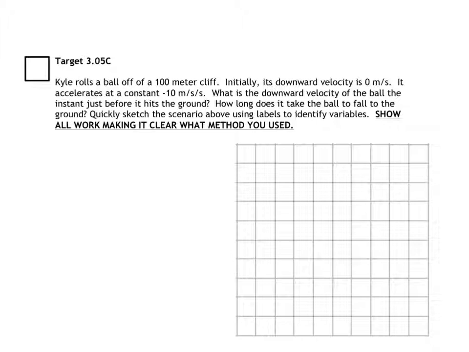So let's sketch this scenario again. It's always a good idea to draw what the picture looks like. So we have a 100-meter cliff. We have a ball that starts at the top and ends up falling down to the bottom. We know its initial downward velocity is 0 meters per second, but it does end with some sort of downward velocity at the end. Just like we did before, let's write down what we know in terms of variables.